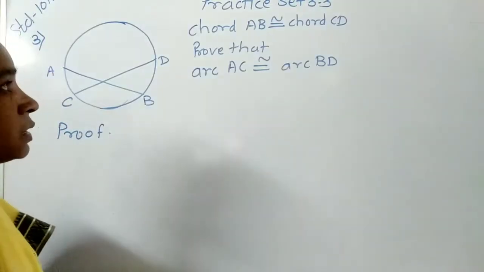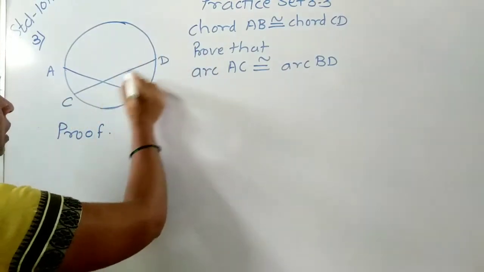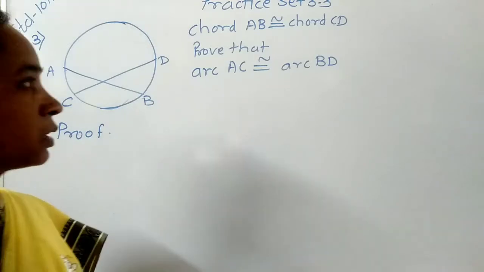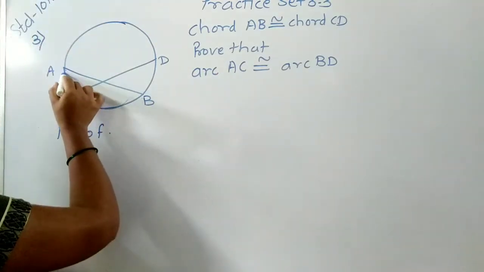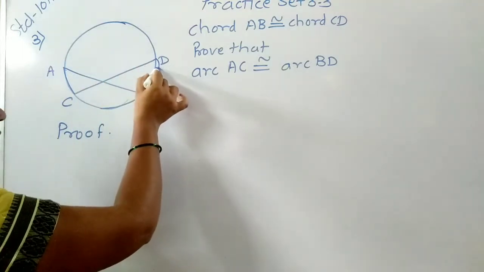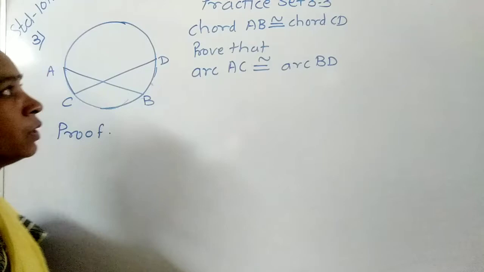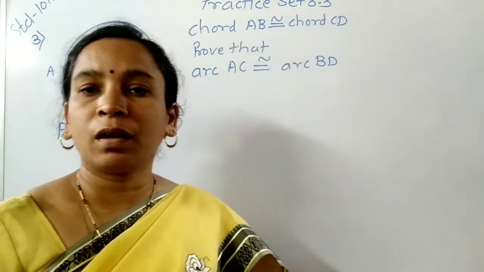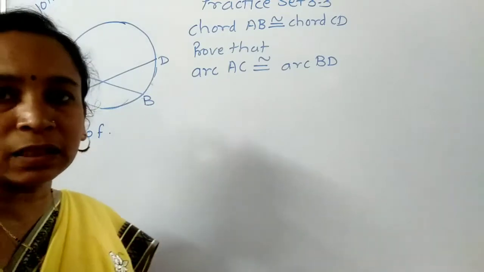Third example. In this third example, this chord AB and chord CD are congruent. It is given. We have to prove that this arc AC is congruent with arc BD. So how to prove this? So here we will take the help of the given thing. Very short and easy proof.